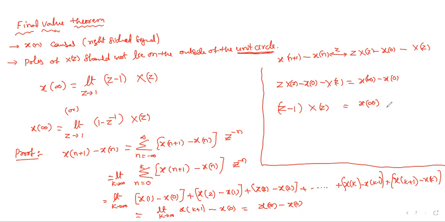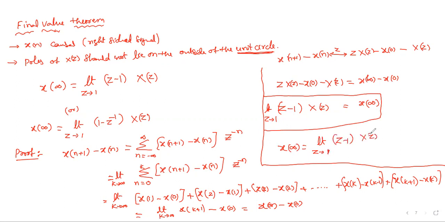Right. Now, if I want to find x of infinity, z minus 1 into x of z, what is the z value? Limit z tending to 1. So this is the derivation for the final value theorem. Remember one thing: final value means you are finding x of infinity. That means limit z tends to 1, z minus 1 into x of z. This is the final value theorem.